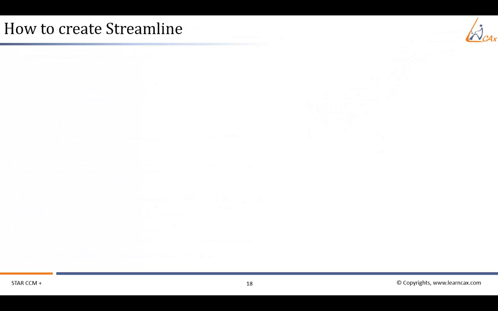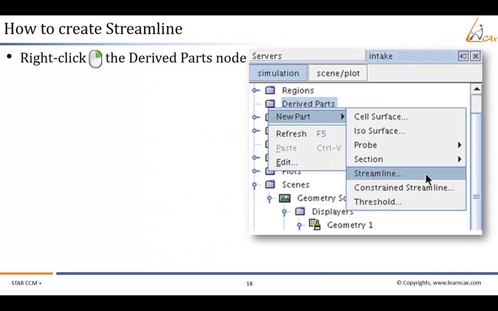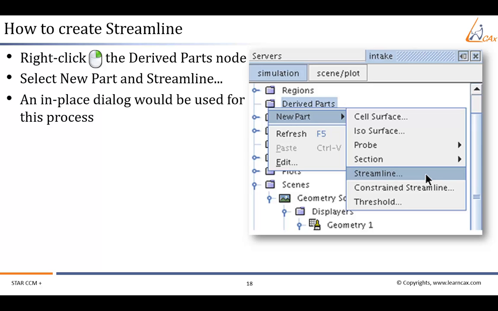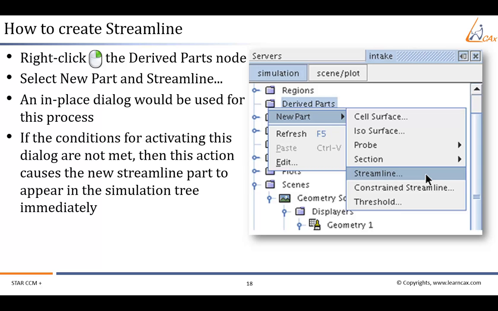How do we create a streamline? To create a streamline, right-click the derived parts node. Then select New Part and Streamline. Typically, an in-place dialog would be used for this process, and it would appear as soon as you execute this pop-up menu action. However, if the conditions for activating this dialog are not met, then this action causes the new streamline part to appear in the simulation tree immediately. Then we have to define the part using the properties.